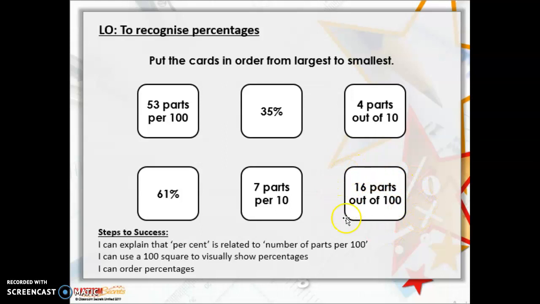And here we've got 16%. So the largest number is 7 parts out of 10. That's 70%. Then comes 61%, 53%, 40%, 35%, and then 16%. So it's again converting all of them to a percentage so that it makes it easier to order the numbers. There are some questions for you to try, some do, think and explain questions.